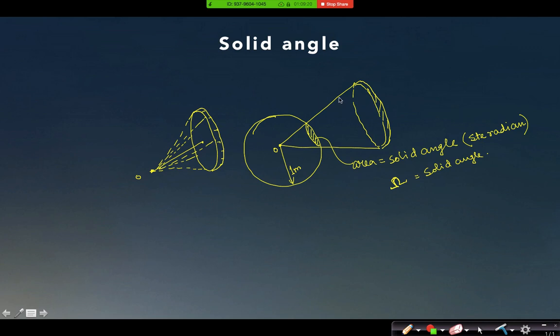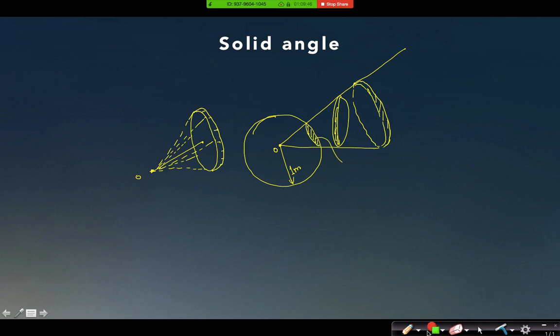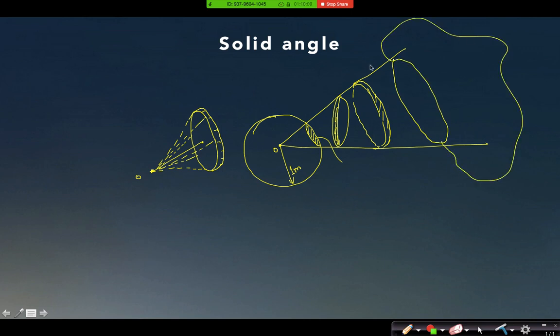Now can anyone tell me, if we have another disk like this, is the solid angle subtended by the disk at this point O the same, or will it be different? Same, right? The important part to understand is that you take any arbitrary surface, if you join the circumference points of the surface with the point O, and you find the same cone, the solid angle will remain the same. Even if you have a surface like this, a cap type of thing, when you join the open boundary of the surface with the point O, you will find the same cone. So all of them have the same solid angle at point O.